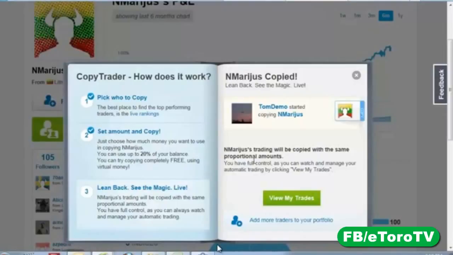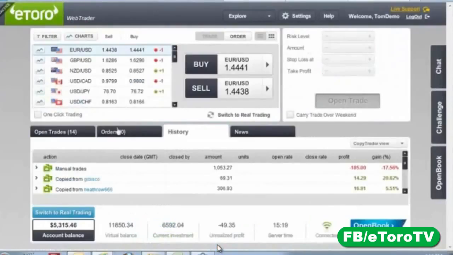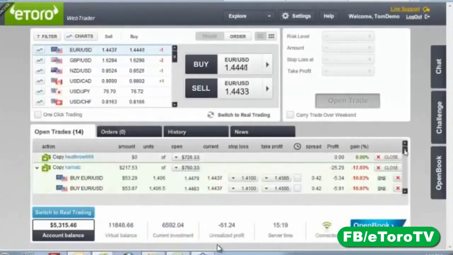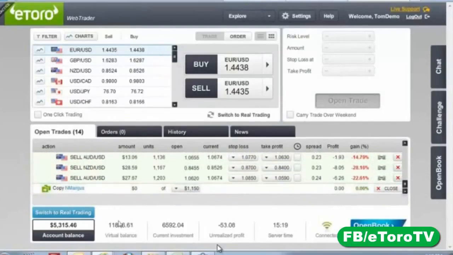So how can we best utilize this copy trader mechanism? Let's go to the web trader, which is where I have all my trades. All right, now you see some trades in red here, but I'm not worried, and you're going to see in a second why. There you go, copy Marius. I have $1,150 ready for him. Right now he hasn't opened any positions. When he does, I will do the same with the same proportional amounts.